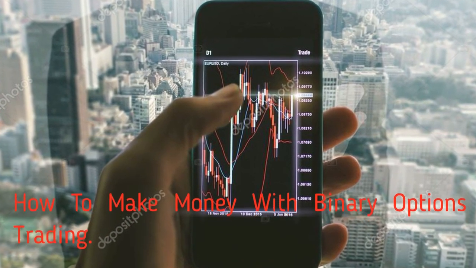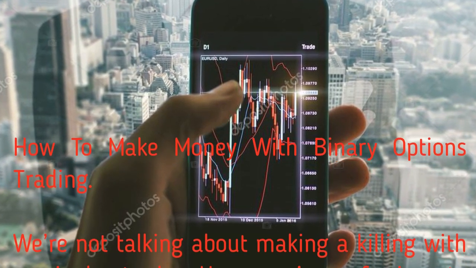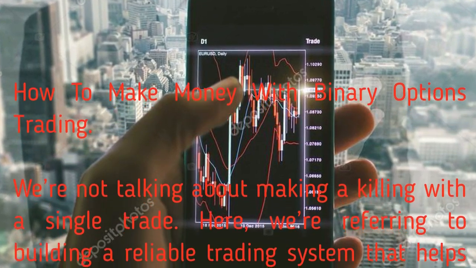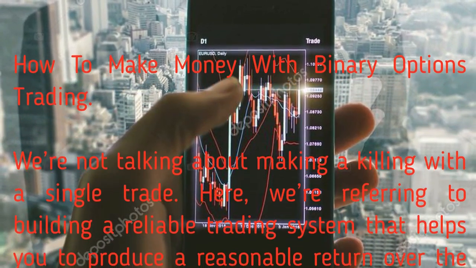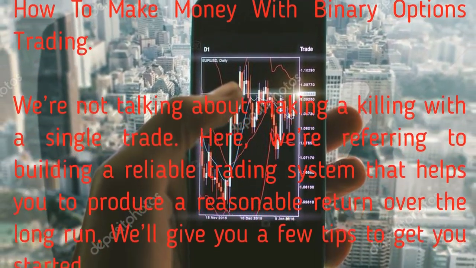How to make money with binary options trading. We're not talking about making a killing with a single trade. Here, we're referring to building a reliable trading system that helps you to produce a reasonable return over the long run. We'll give you a few tips to get you started.